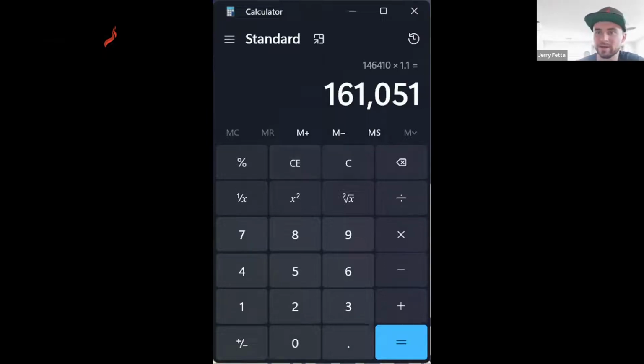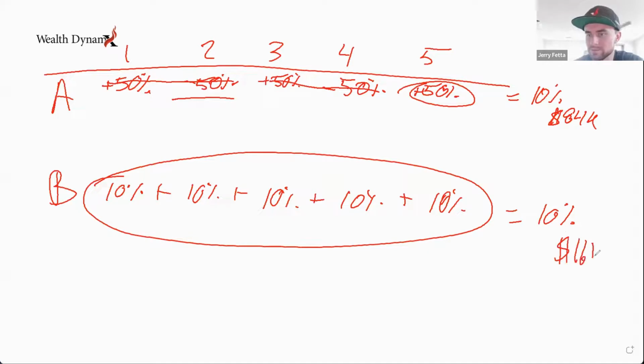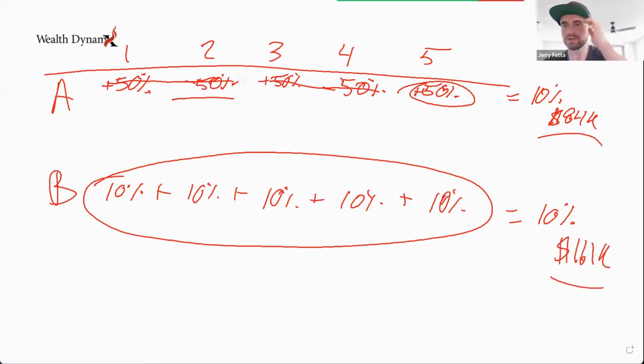An actual 10% return, because why? I didn't lose money, right? So I have 161,000. I've got basically double what this guy has. See, all returns are not created equal. And so this is the importance with investing of not losing money, right? So if I can invest in this way where I don't have the losses, I don't have the ups and downs, then I can get stable returns like this.